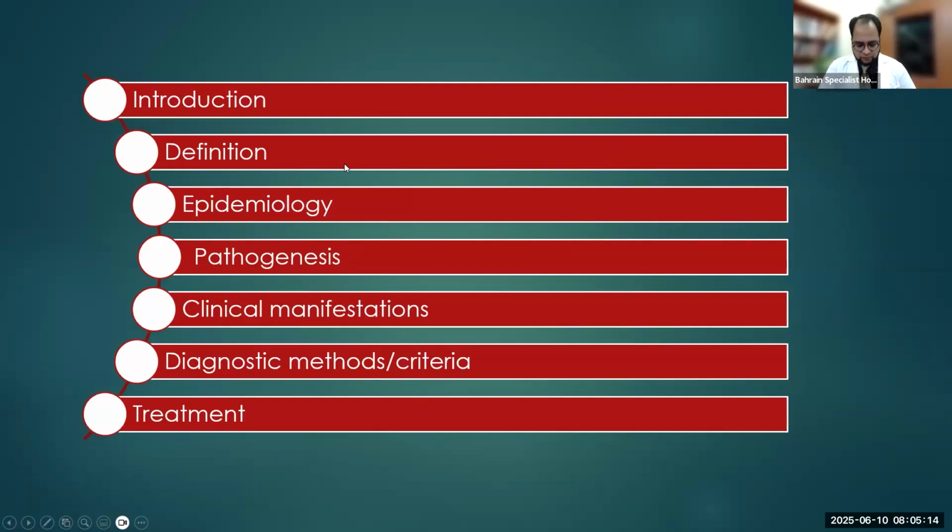And we will define the exact definition that is required to call IgG4 related disease, that is proposed by the international guidelines currently. And we will see the epidemiology burden of the disease, the pathogenesis, then clinical manifestations, and the diagnostic criteria currently proposed, and the treatment modalities.